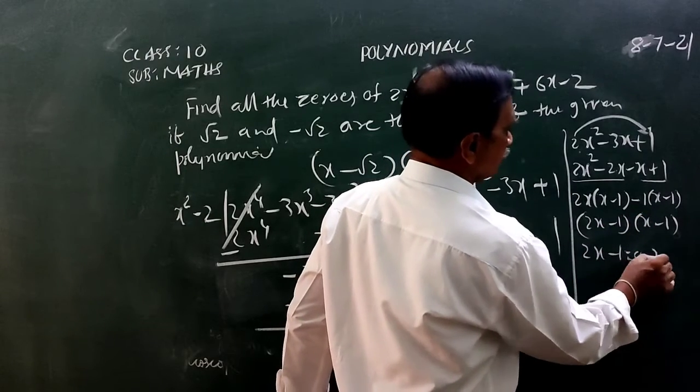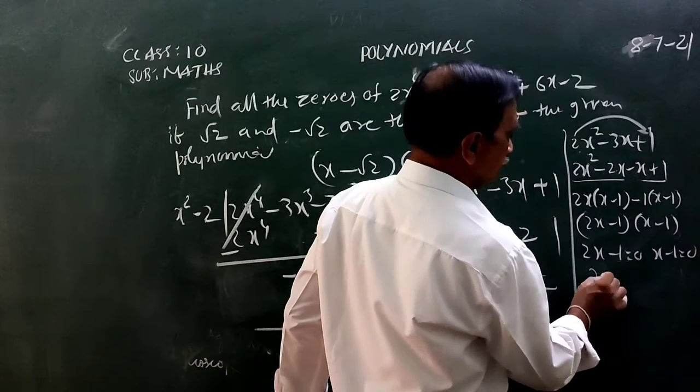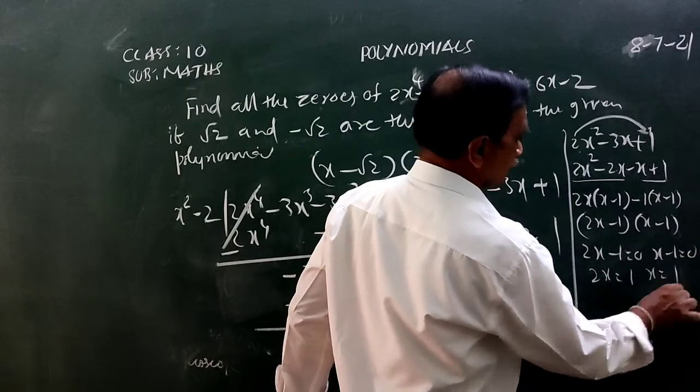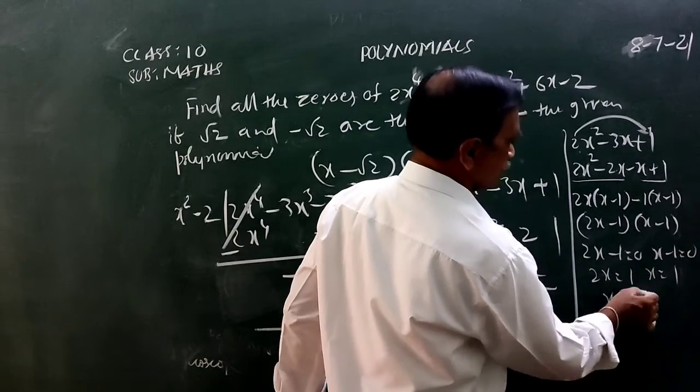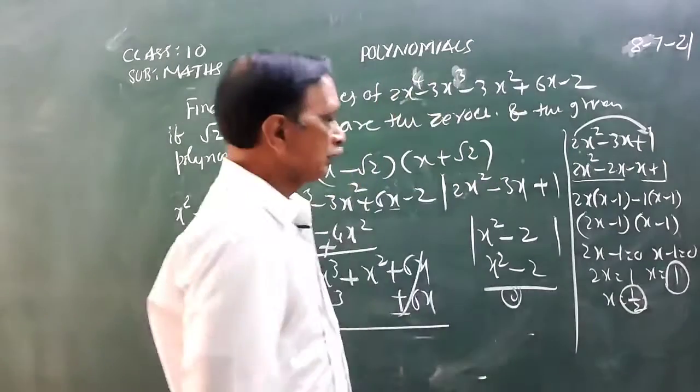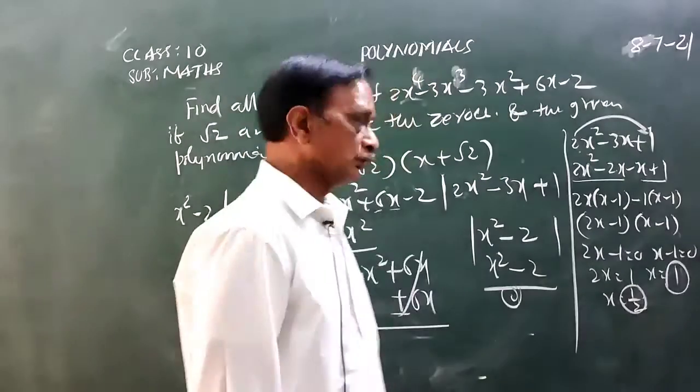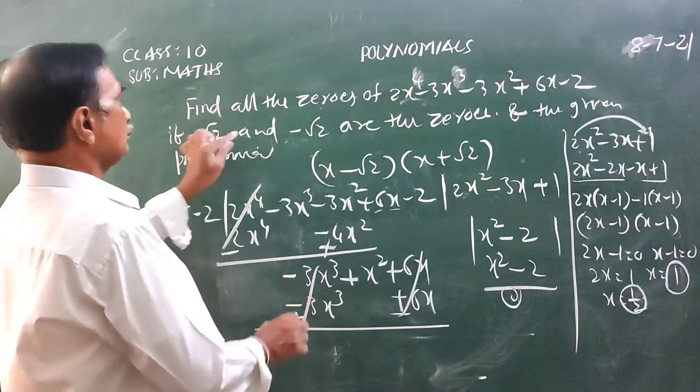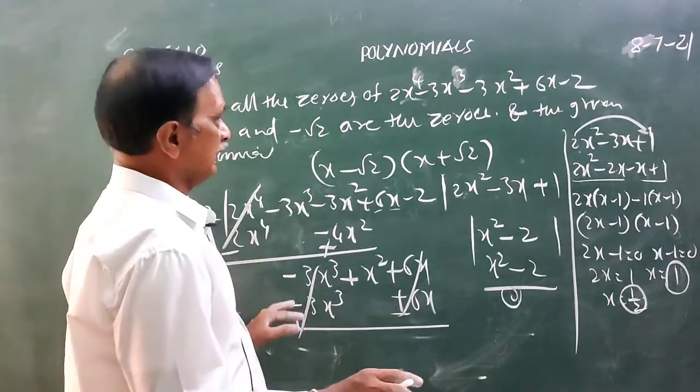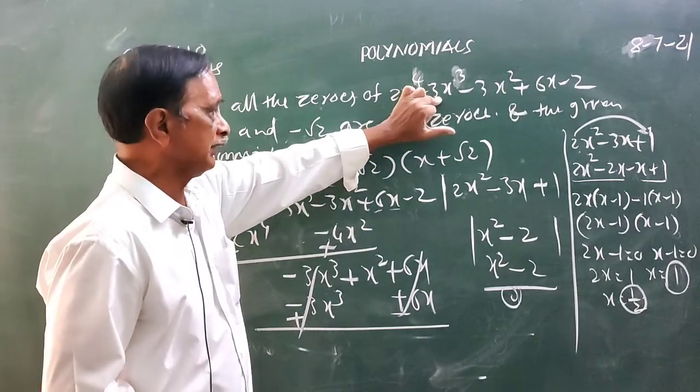2x minus 1 equal to 0, x minus 1 equal to 0. 2x equal to 1, so x equal to 1 by 2, and x equal to 1. So what are the other zeros? 1 by 2 and 1 are the other zeros. So here root 2 and minus root 2 are the zeros given for this fourth degree polynomial.